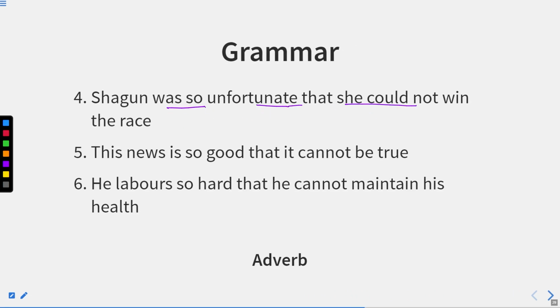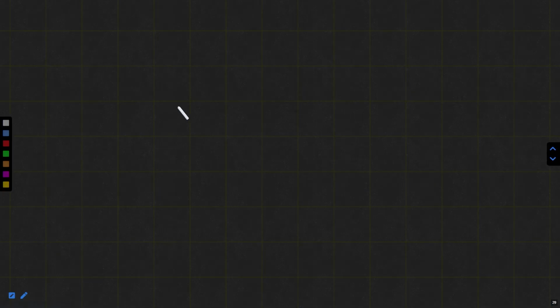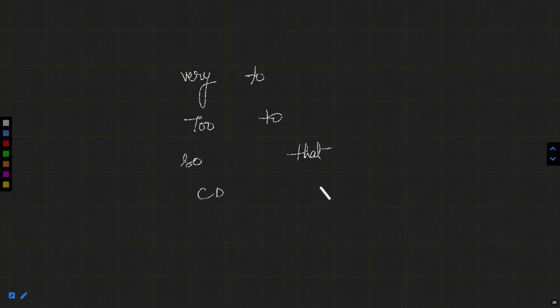Shagun was so unfortunate that she could not win the race. This news is so good that it cannot be true. He labors so hard that he cannot maintain his health. So, what are we doing? We are either using very and to structure, to and to structure, or so and that structure. Also, we are using comparative degree, proper, and should. These structures make the sentences different, but they will not change the meaning of the sentence at all.